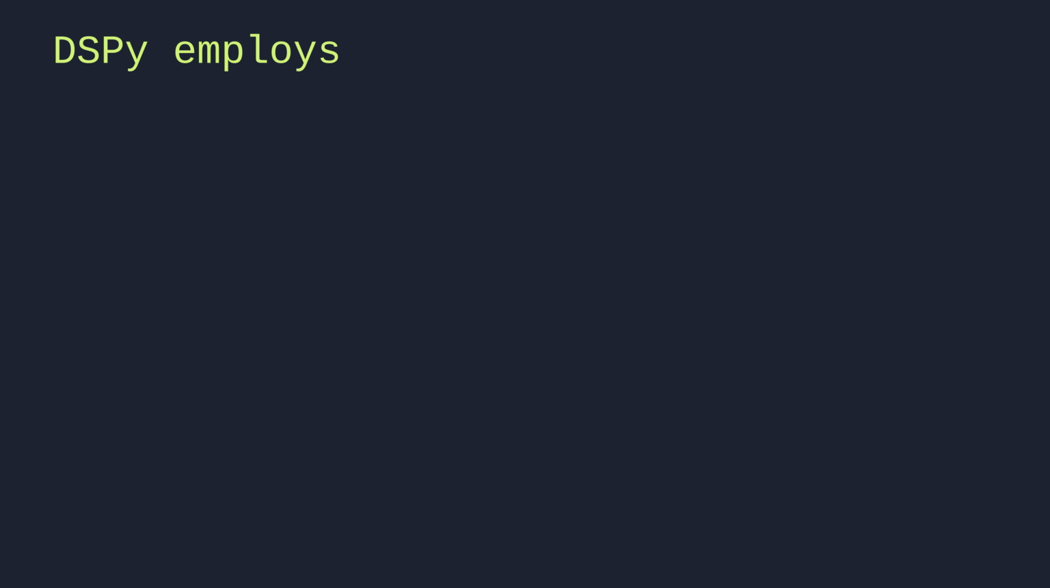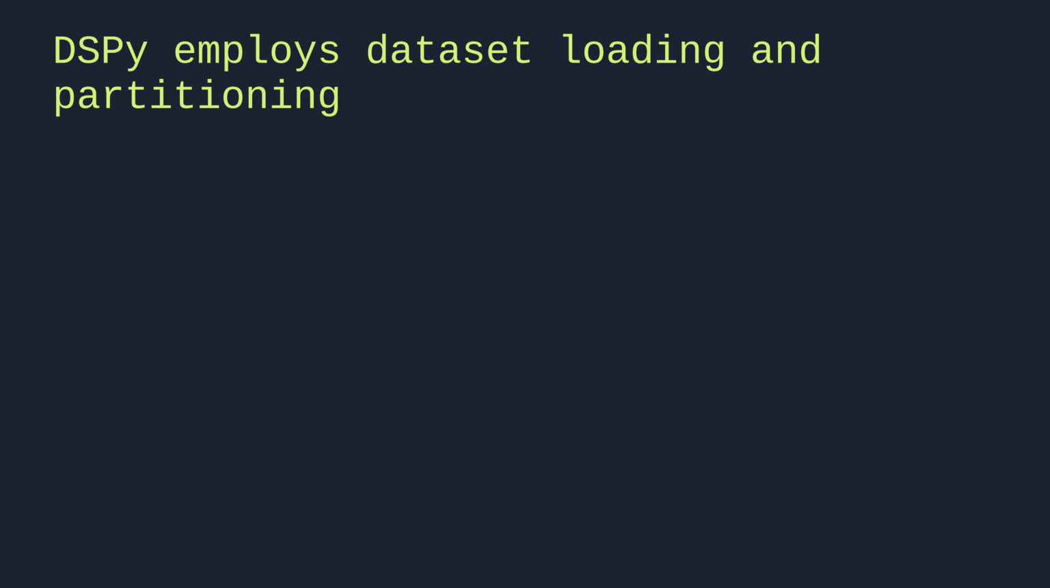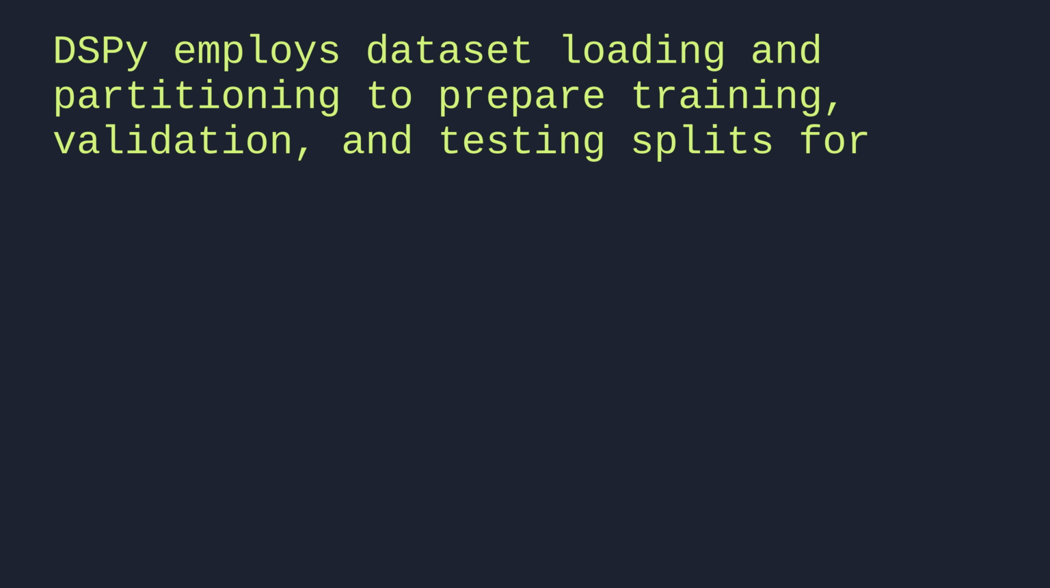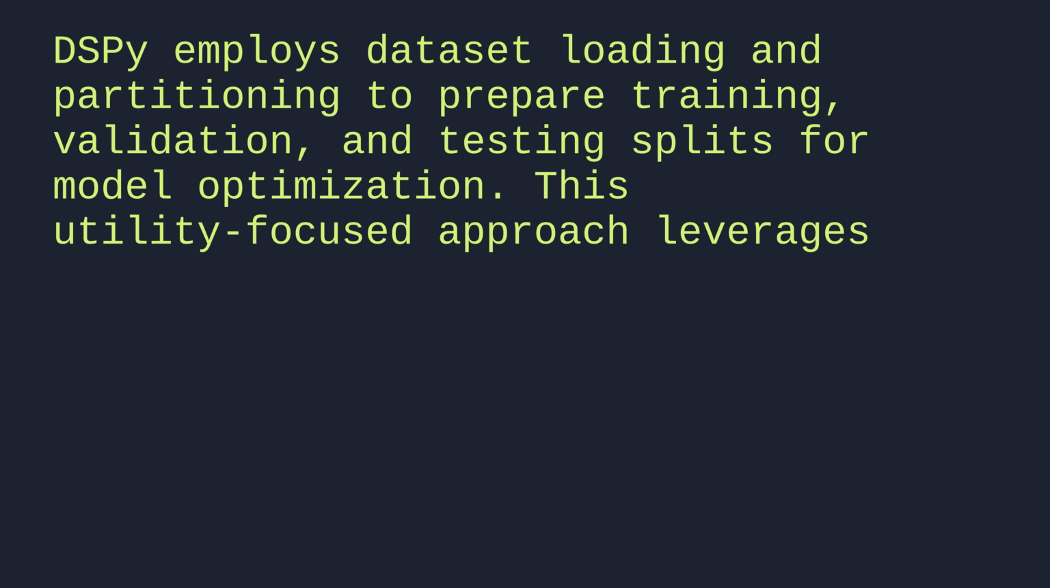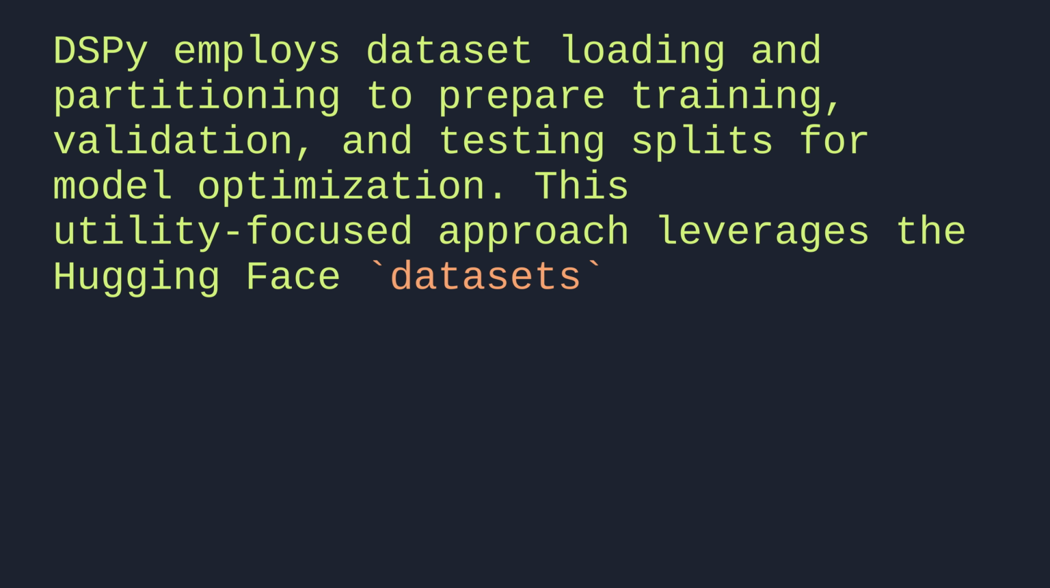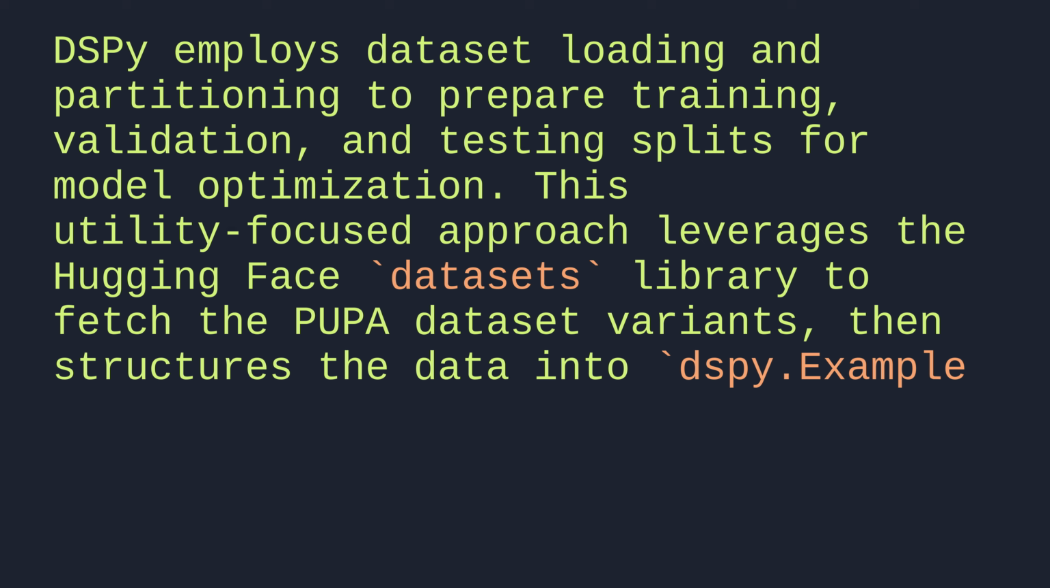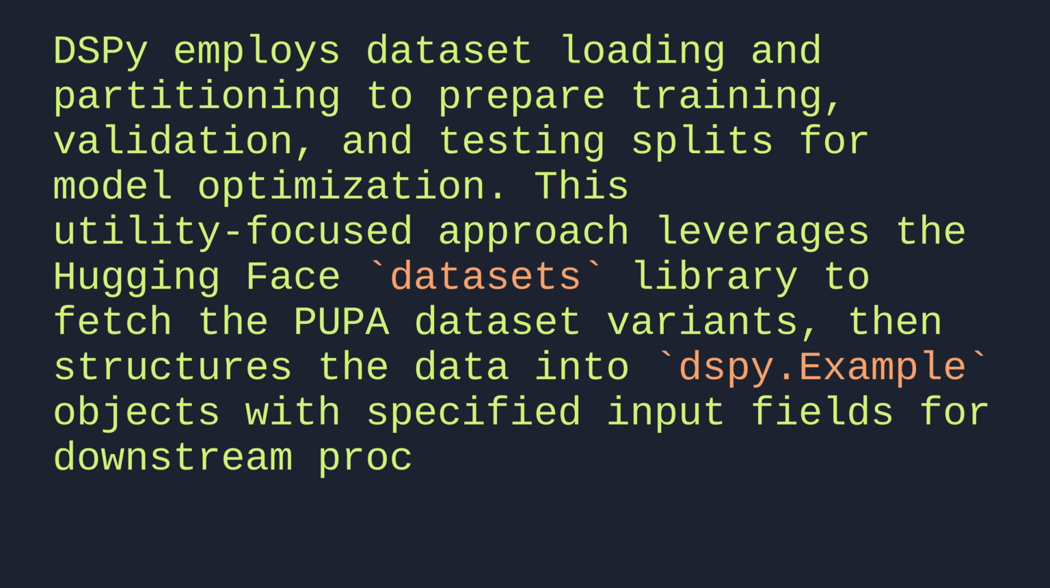DSPy employs dataset loading and partitioning to prepare training, validation, and testing splits for model optimization. This utility-focused approach leverages the Hugging Face datasets library to fetch the pupa dataset variants, then structures the data into dspy.Example objects with specified input fields for downstream processing.